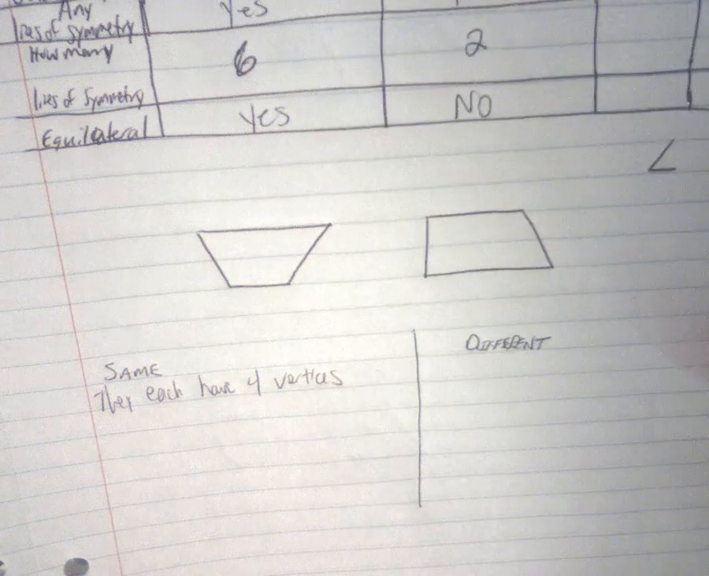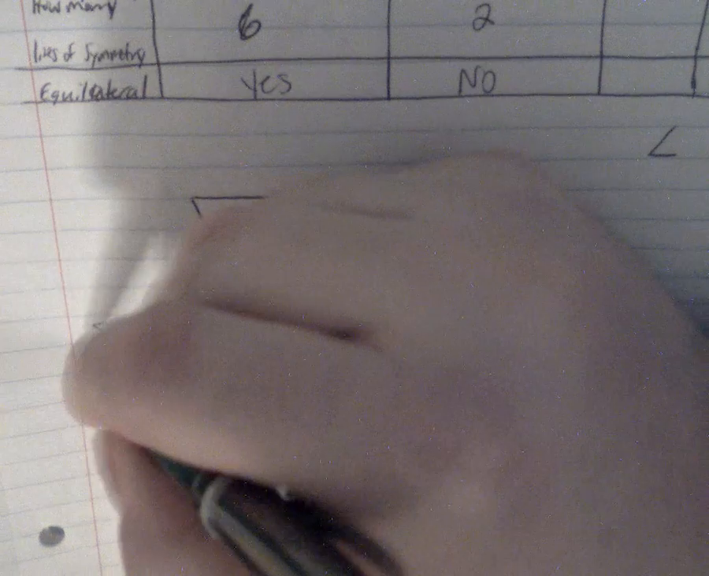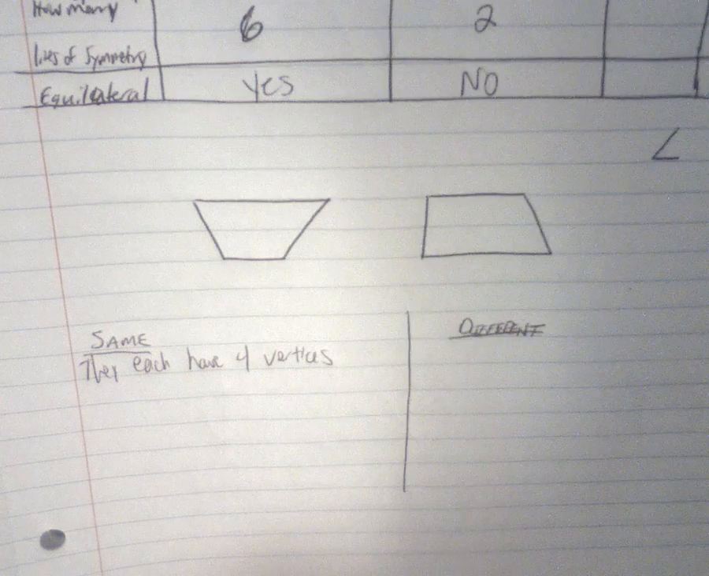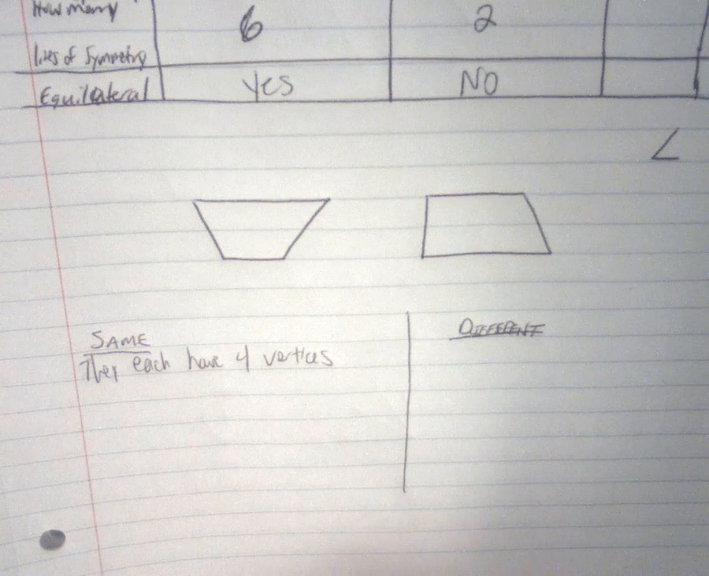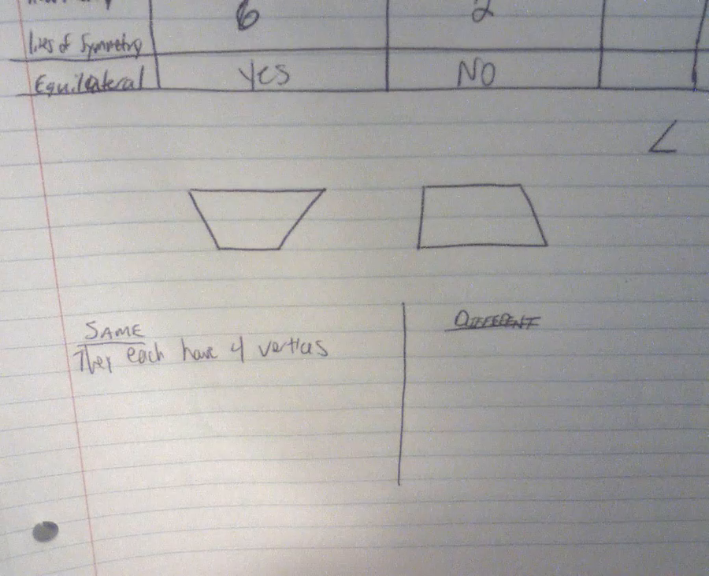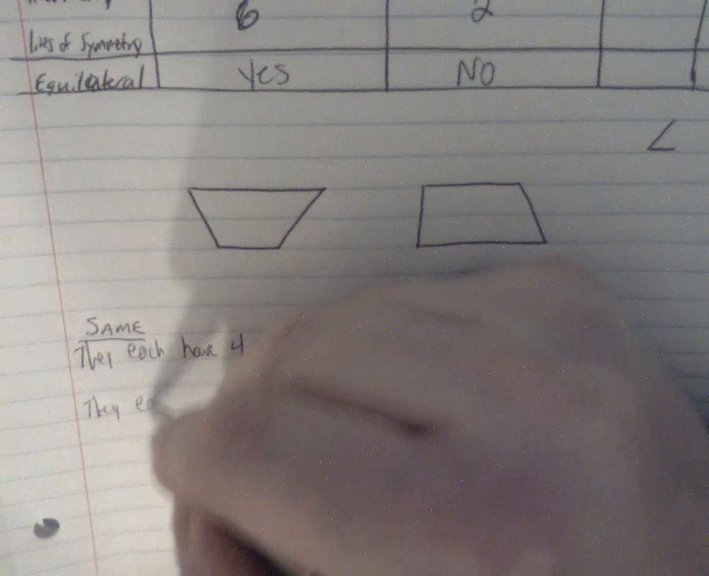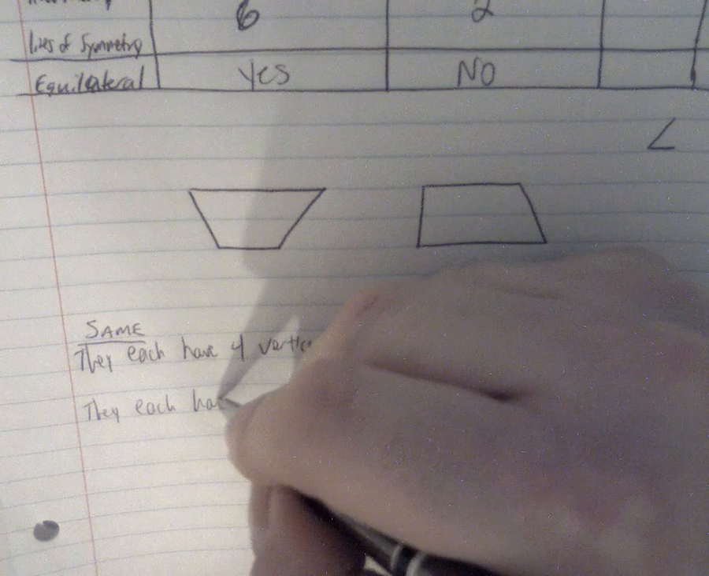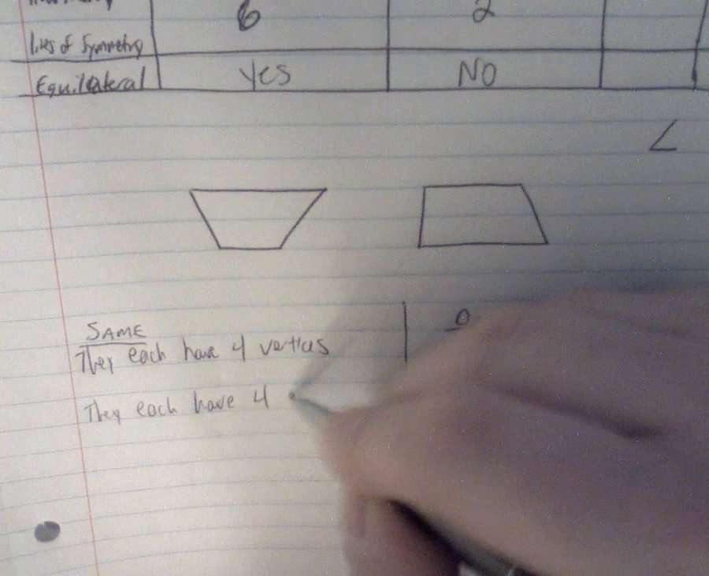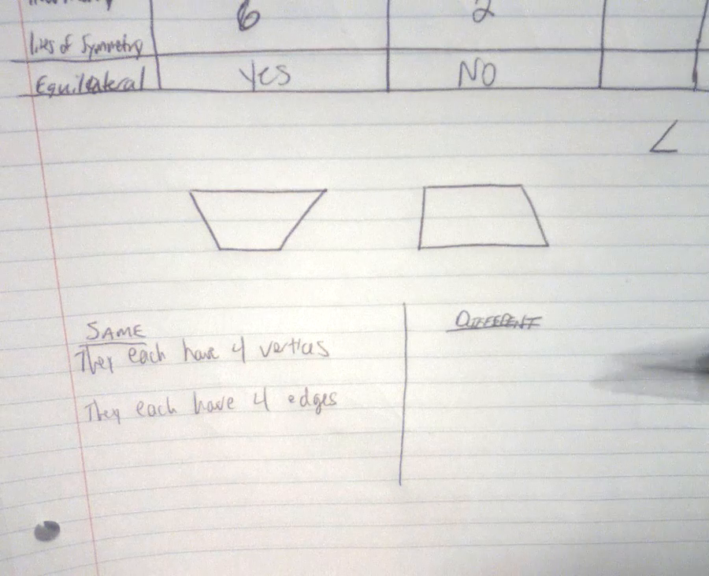I don't want to see you write just "4 vertices" or "4." I actually want good, decent answers. Just like I do with Google Docs questions, I expect sentence answers. I want the same thing here. Number of edges: they each have 4 edges, because they're both quadrilaterals.